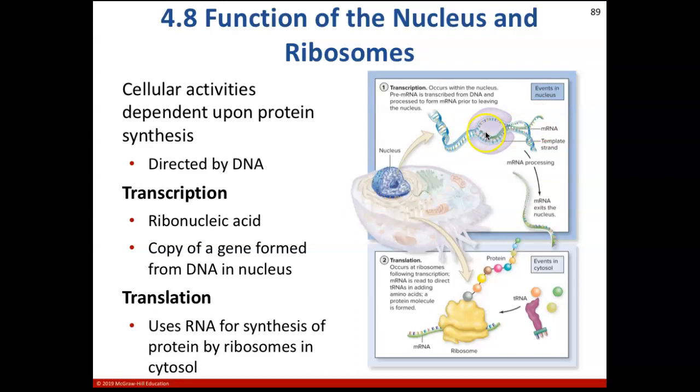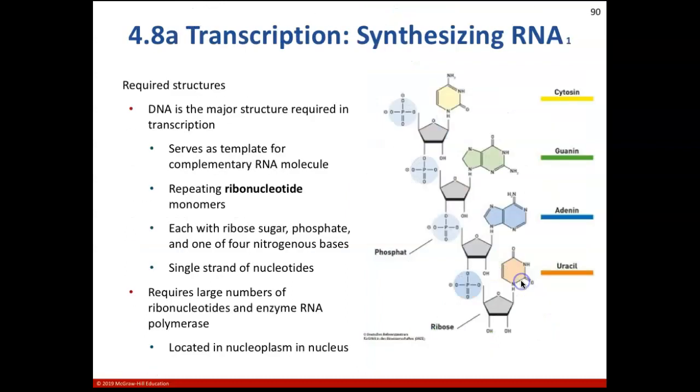It is then going to leave the nucleus and enter into the cytosol, and we are going to start the process of translation. We're going to use RNA for synthesis of the protein using our ribosomes here, right within the cytosol. So you can see the ribosome here is reading the mRNA strand and using tRNA to come in and add these amino acids to build the protein. Remember that amino acids are the building blocks of proteins.